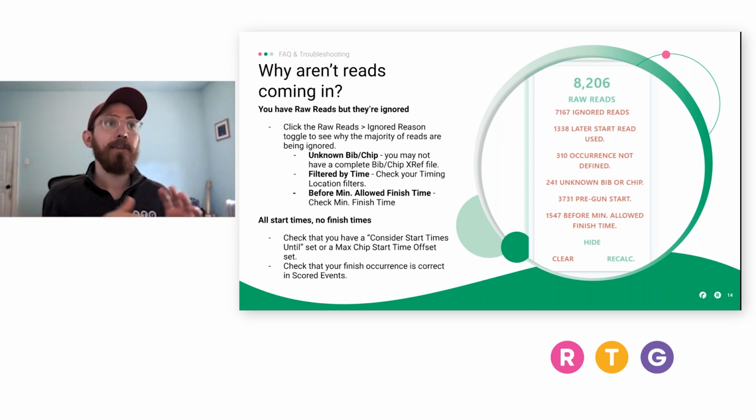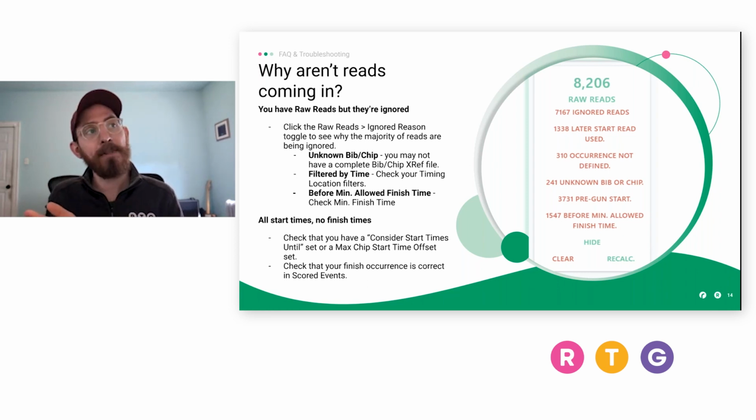Similarly, if you've got an error or an ignored reason before min finish time allowed, double check that you didn't set the duration for your min finish time to be like time of day. Because if you enter like 9:23 because you thought it was a time of day, it's going to say, well, no one's done the 5K in greater than 9 hours and 23 minutes or whatever. So those are all going to get ignored. So definitely be careful with that.